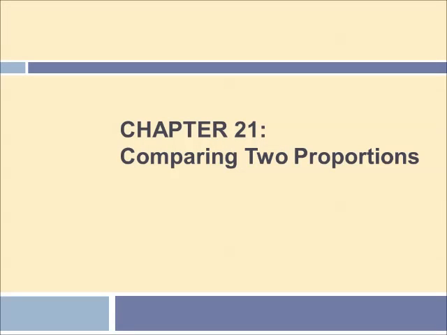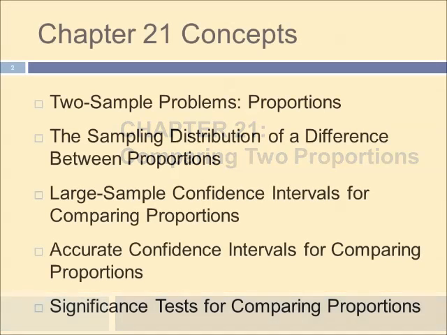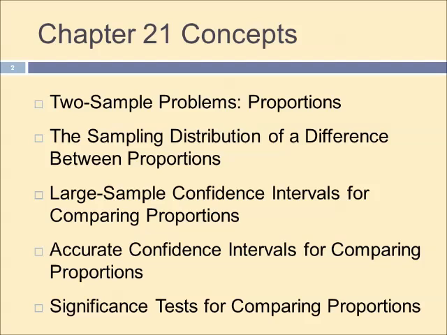In this chapter we'll talk about comparing two proportions. Some of the concepts: two sample problems involving proportions, the sampling distribution of a difference between proportions, large sample confidence intervals for comparing proportions, accurate confidence intervals for comparing proportions, and significance tests for comparing proportions.